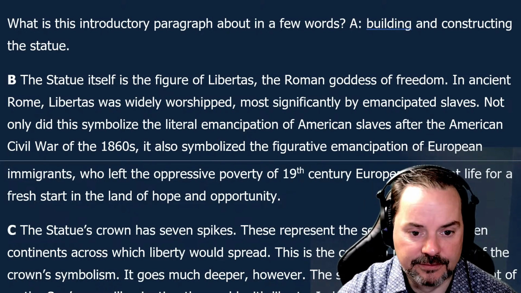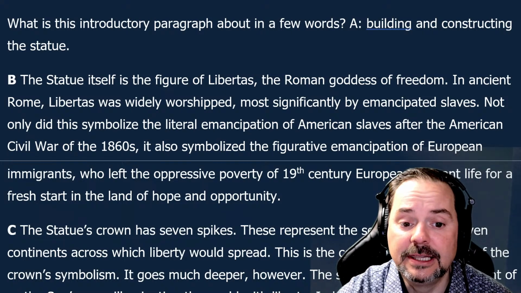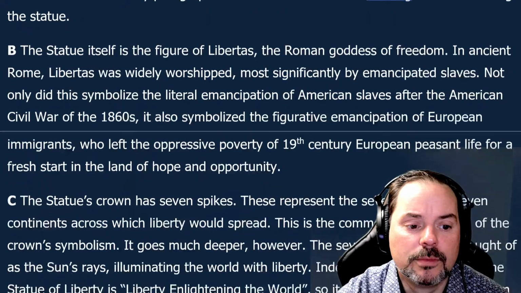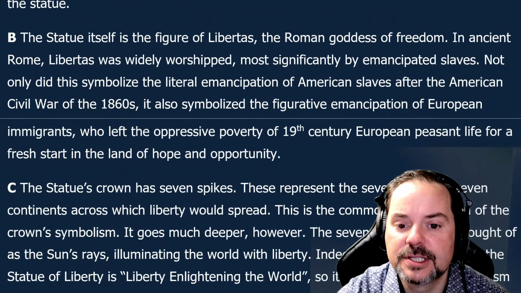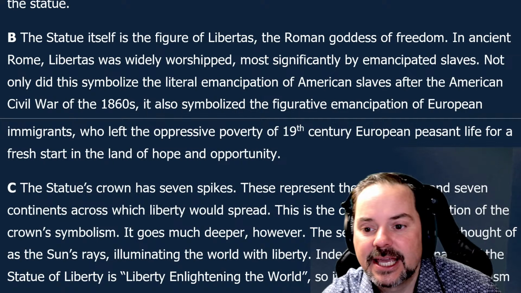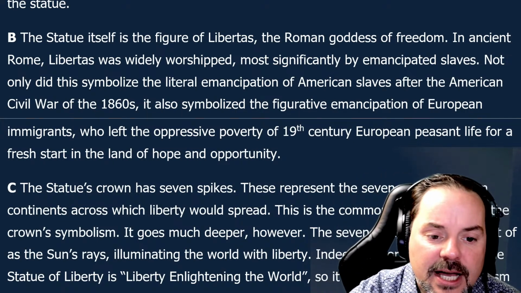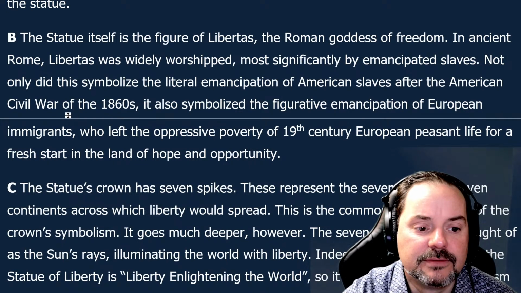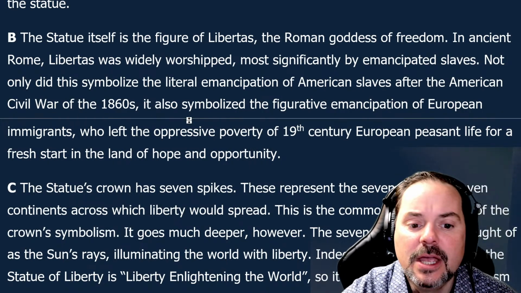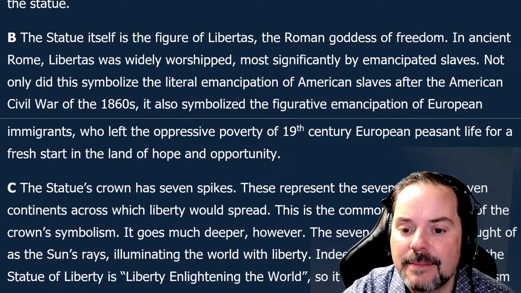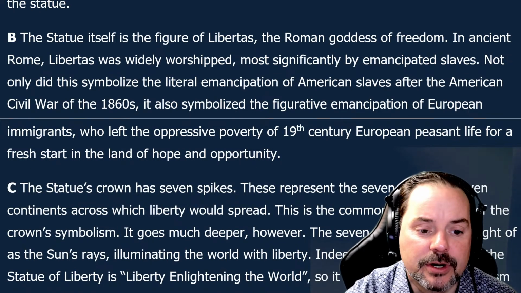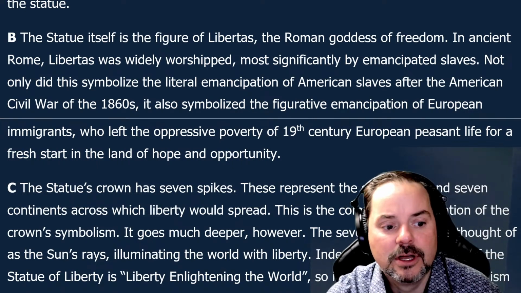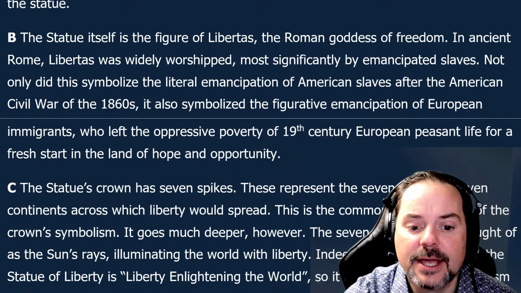The statue itself is the figure of Libertas, the Roman goddess of freedom. In ancient Rome, Libertas was widely worshipped, most significantly by emancipated slaves. Not only did this symbolize the literal emancipation of American slaves after the American Civil War of the 1860s, it also symbolized the figurative emancipation of European immigrants who left the oppressive poverty of 19th century European peasant life for a fresh start in the land of hope and opportunity.